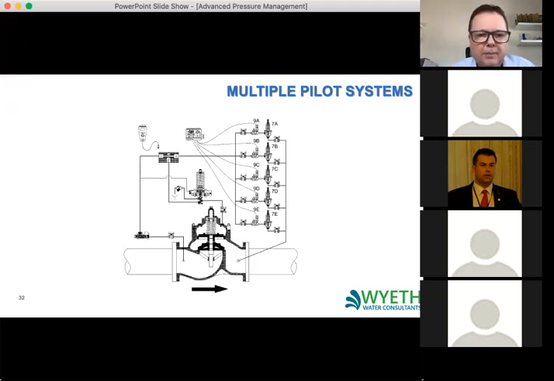Why do some people like this method rather than going for a more advanced electronic one? Basically because they see it as more simple. The more electronics that get involved, the more chance there is of failure. And the other thing is, if this does fail, the mechanical portion will take over and it will still operate as a normal PRV at whatever pressure it was operating at the time it failed.